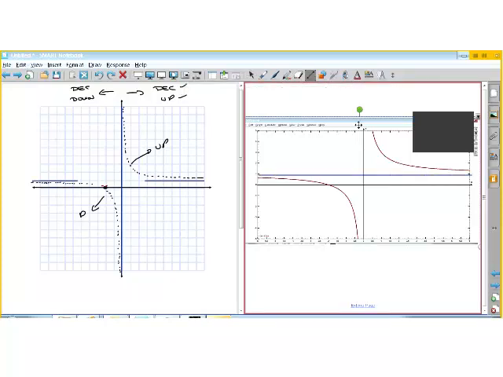We have a horizontal asymptote of 1. We have a vertical asymptote of 0. We have an x-intercept of -2. We're concave down here, we're concave up, and we're decreasing through the entire thing. So except for the scale of the axes, you can see that everything agrees.